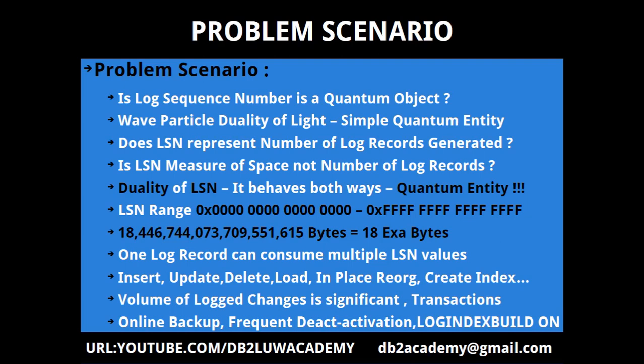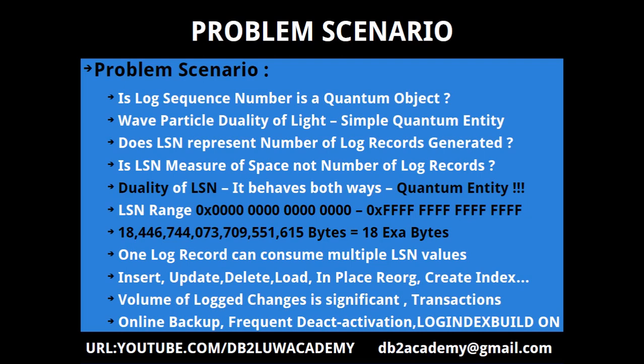I'm not a physicist or scientist, but the analogy that I'm trying to propose here is, when you define LSN, does LSN represent the number of log records generated, or is the LSN a measure of space? I don't mean the universe space or quantum space, I mean the transactional log space. So is LSN a measure of transactional log space and not the number of log records? It should be either one of those, right?